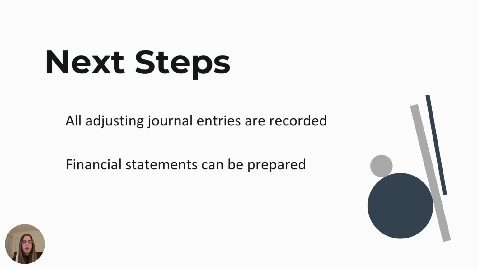Once we've recorded all of our adjusting journal entries, we can then prepare the financial statements. What we would do is first run an adjusted trial balance, making sure everything is balanced and the accounts look complete, and then we would run the financials: income statement, balance sheet, statement of owner's equity, and cash flow statement. So that sums up adjusting journal entries for period end.